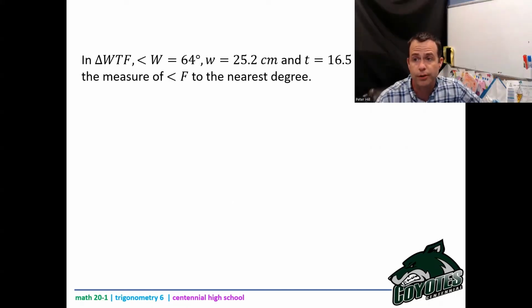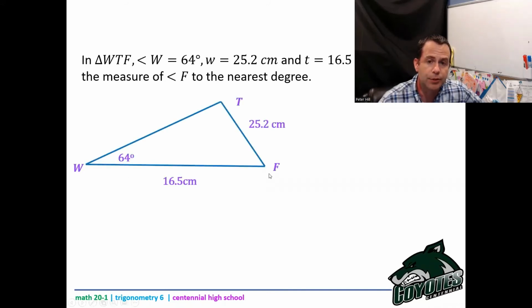So of course, the first thing we want to do is draw a picture, okay? So I've got a picture here. I've labeled W and T and F. I know that angle W is 64 degrees. I know that side W is 25.2, which is right here. And then side T is 16.5. Now, I've been asked to find angle F. To get to angle F, I have to get angle T because I've got this pair, okay?